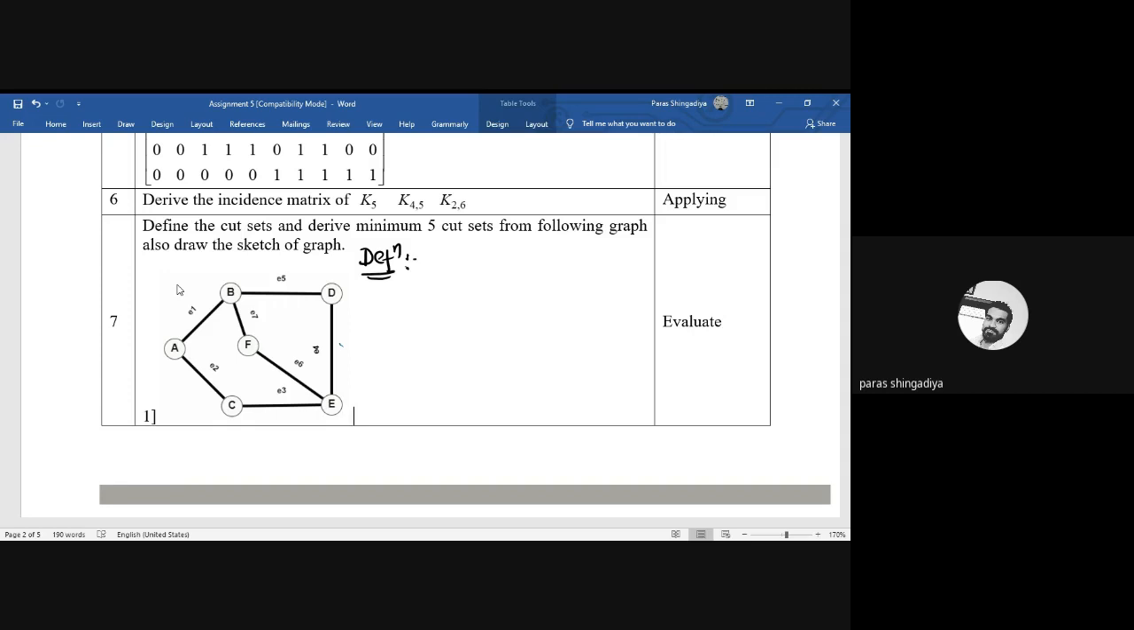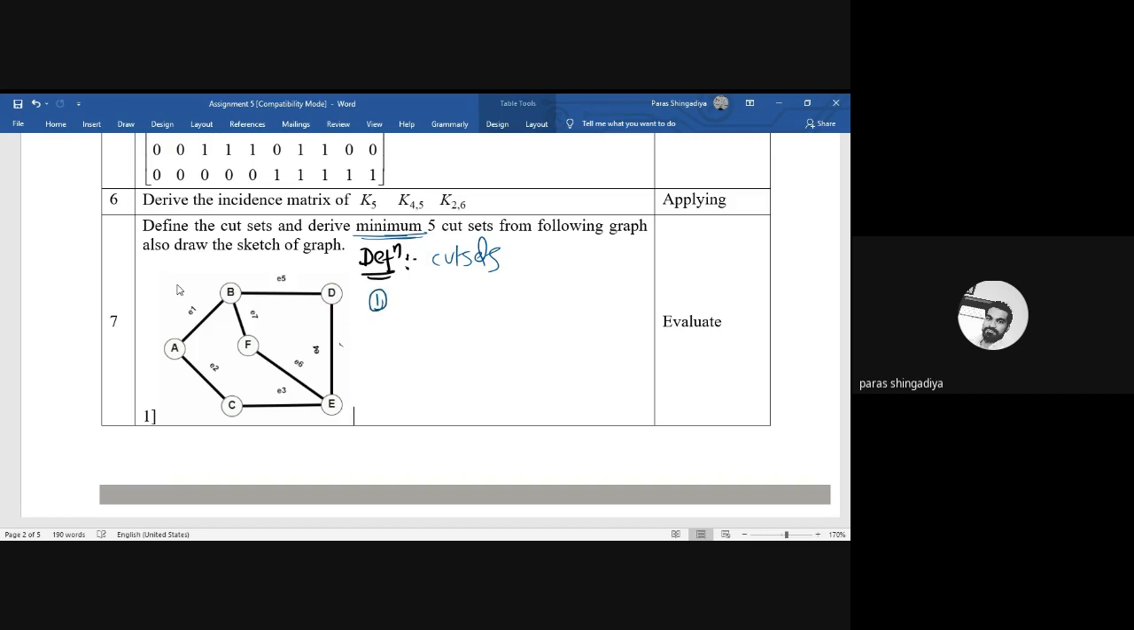That PPT is already uploaded in your e-content. So just check the definition first. Just mention the definition of cut set here, and then let's check this graph, the first graph, and you have to find a minimum of 5 cut sets. You can also find more cut sets here. It does not contain only 5 cut sets. Clear? So let's check the first cut set.